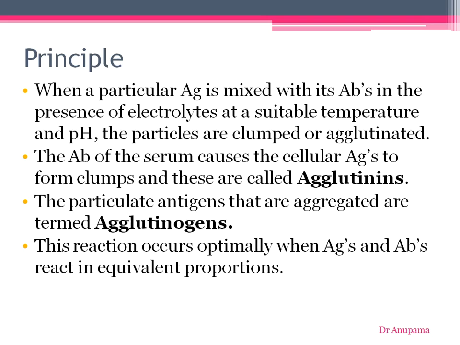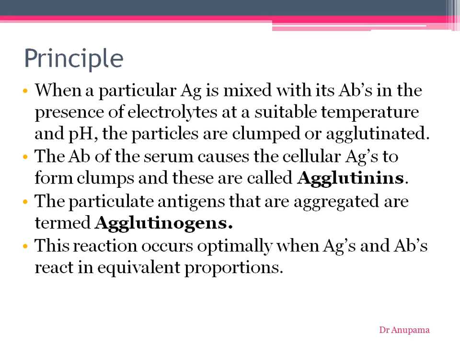Coming to the principle of agglutination. In precipitation, we have seen that the nature of antigen is a soluble antigen, while here the nature of antigen is a particulate antigen. So when a particulate antigen is mixed with its respective antibodies in the presence of an electrolyte under suitable conditions of temperature and pH, these particulate antigens are clumped, or they agglutinate.